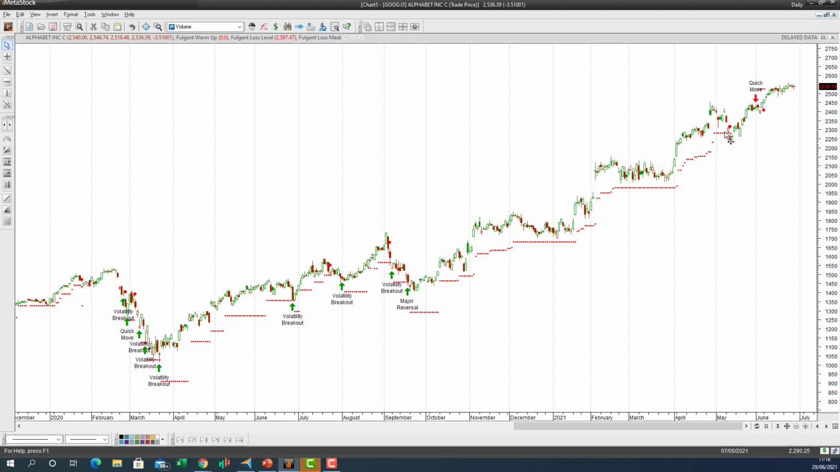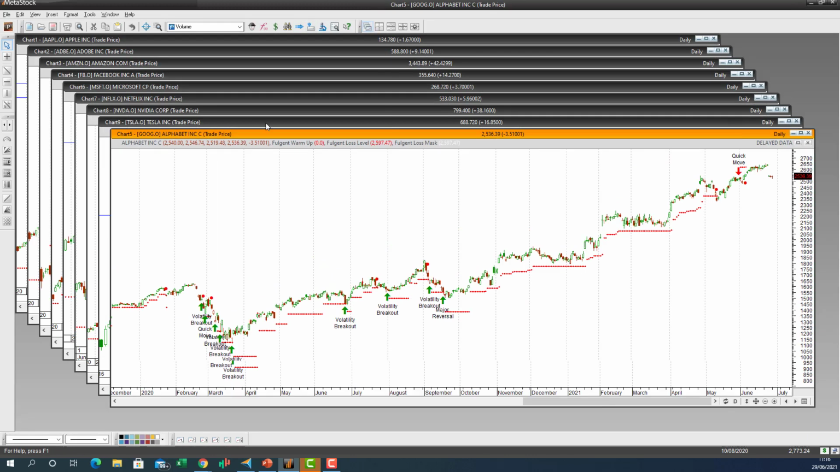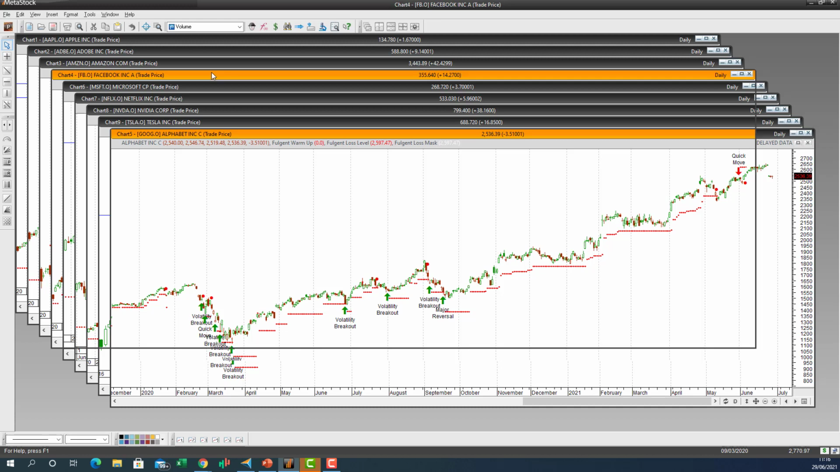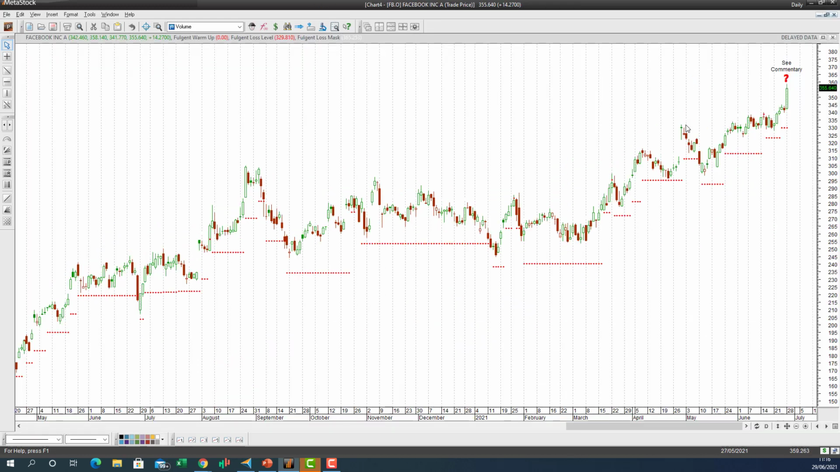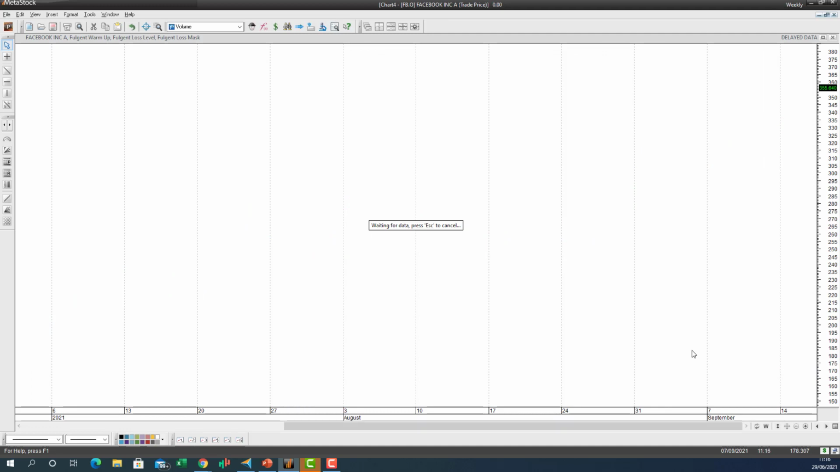Caught a giant move in Alphabet, Google. Took a while for it to really move, but caught that rally in here at 1400 and taking profit at 2324. So fantastic performance for Google coming out of the AI. Facebook. I need to refresh the commentary here, but if we look at just refresh that, reload that one.